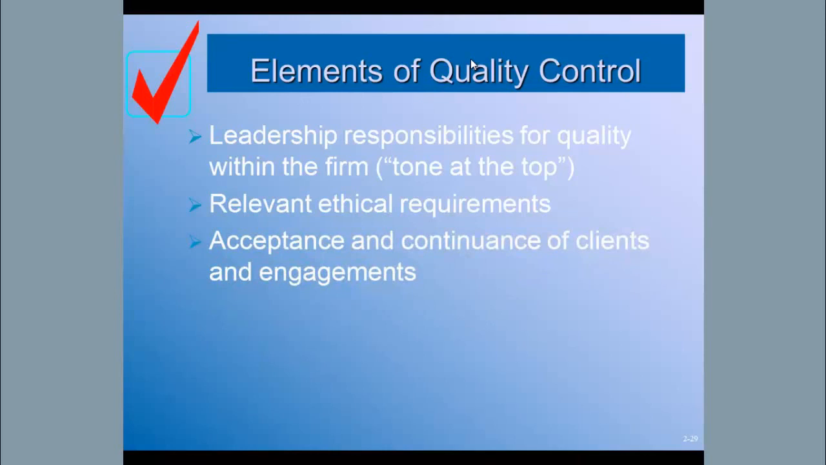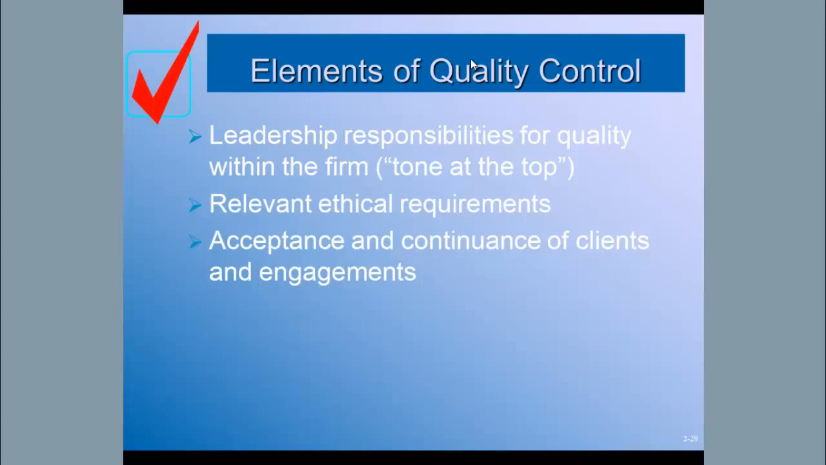Acceptance and continuance of clients and engagements. I've got to do that. Acceptance policies. It is not easy in a public accounting firm to just bring a client in, like, oh, we got a new client, good, let's go do the audit tomorrow. There is a whole acceptance policy at every accounting firm that you go through before they're willing to do your work.